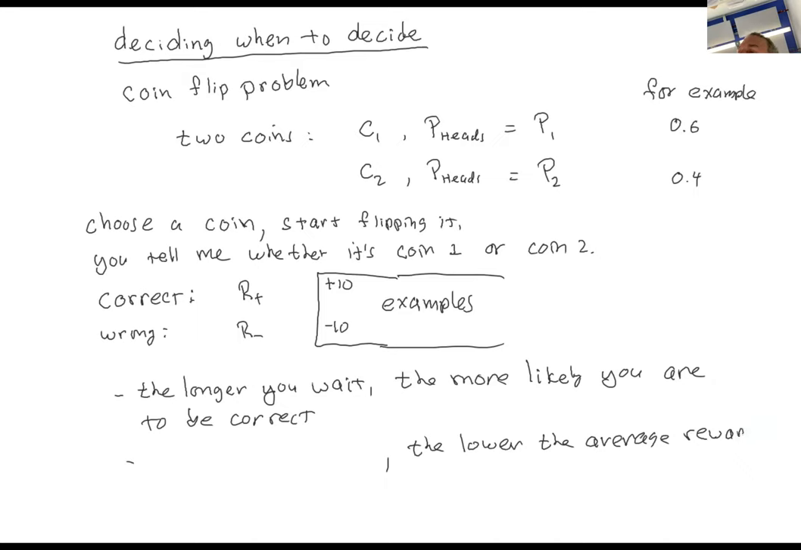Okay. So these are the trade-offs, and they will be faced all the time in making these decisions. Do you gather more evidence and become more likely to be right, or do you make a decision now and risk being wrong? And so what we want to do is formalize it.